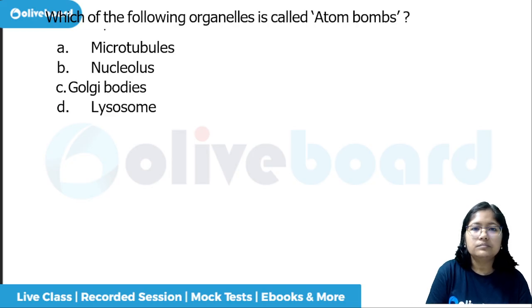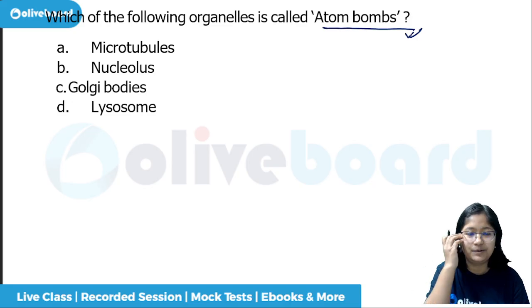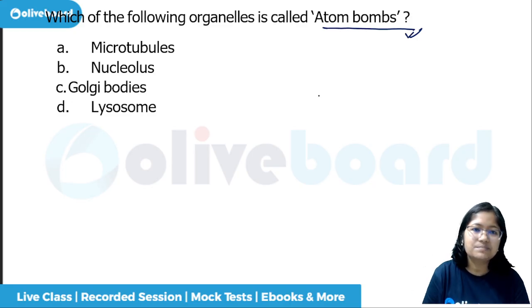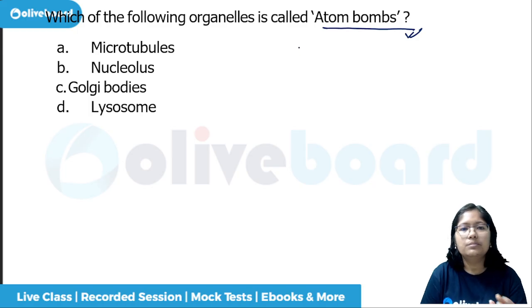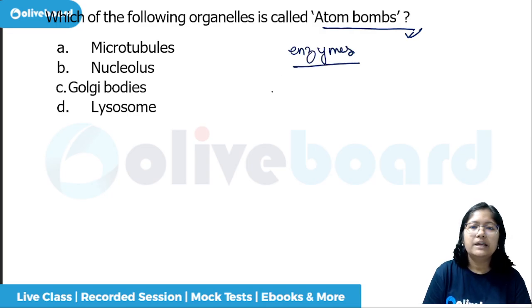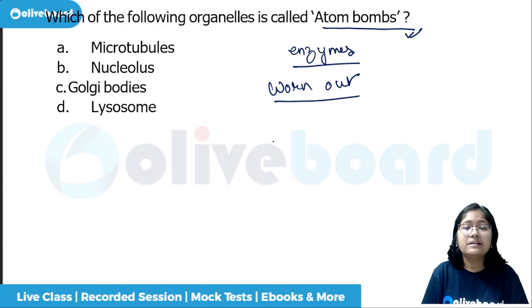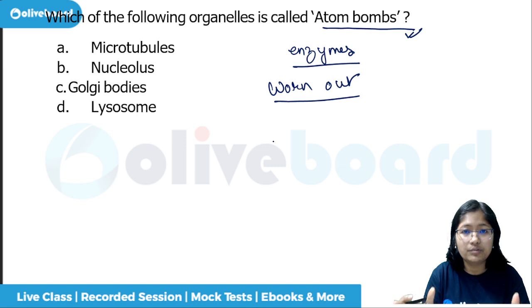Next question. Which of the following organelles is called the atom bomb? Atom bomb because it can burst, say for example, or not burst in this case, but it contains some digestive enzymes. Because of these digestive enzymes, if there are any worn out cells, it is able to digest them, and it rapidly digests a lot of worn out cells. That is why it is called self-destructive.